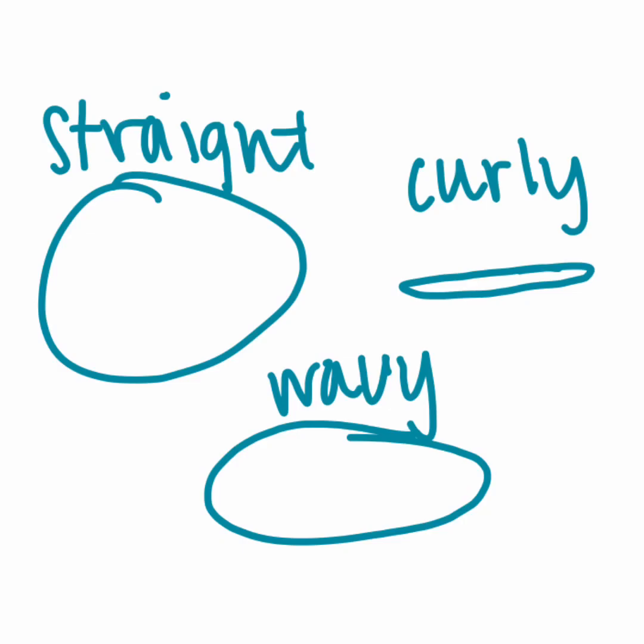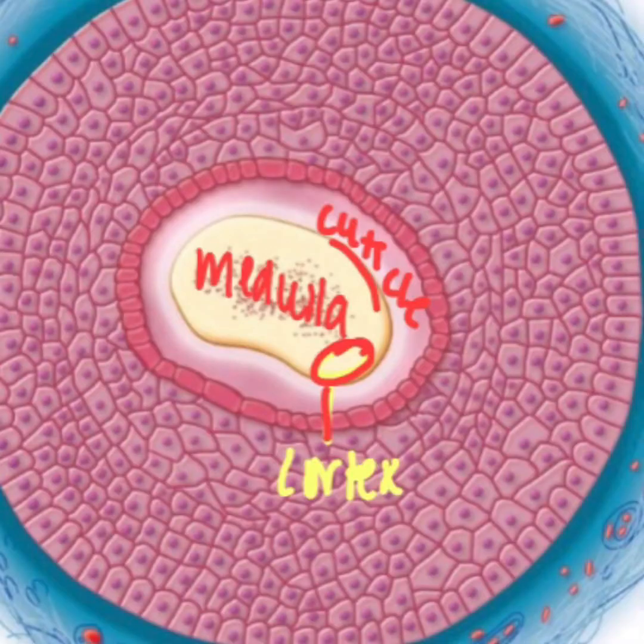If your hair follicle is shaped like a perfect circle, your hair will be straight. If it is flat, it will be curly, and if it is oval-like, it would be wavy. The medulla is in the very middle of the hair. Then outside of that is the cortex, and on the outer wall is the cuticle.